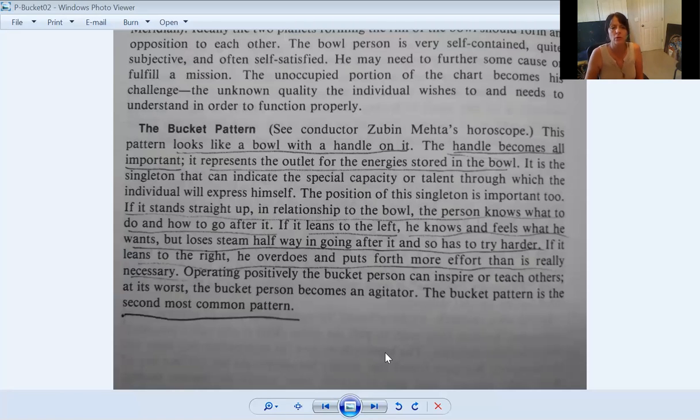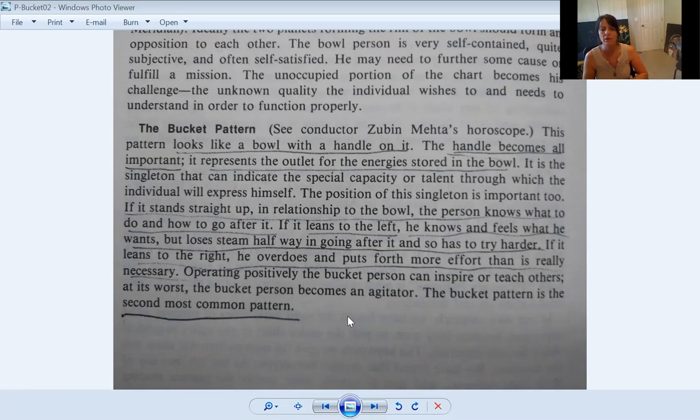The handle becomes important. It represents the outlet for the energy stored in the bowl. It is the singleton that can indicate the special capacity or talent through which the individual will express himself. The position of the singleton is important too. If it stands straight up in relationship to the bowl, the person knows what to do and how to go after it. If it leans to the left, he knows and feels what he wants, but he loses steam halfway in going after it, and so he has to try harder. If it leans to the right, he overdoes and puts forth more effort than is really necessary.